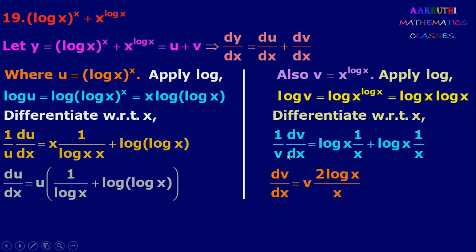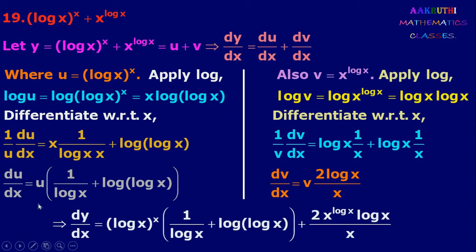So taking v to this side, we get dv by dx is v into, adding these two numbers, we get 2 log x divided by x. Now substitute du by dx and dv by dx in dy by dx. We get dy by dx is u value, log x to the power x into 1 by log x plus log of log x, plus dv by dx is 2 into x to the power log x, again log x divided by x. So therefore dy by dx is log x to the power x into 1 by log x plus log of log x plus 2 into x to the power log x into log x divided by x.